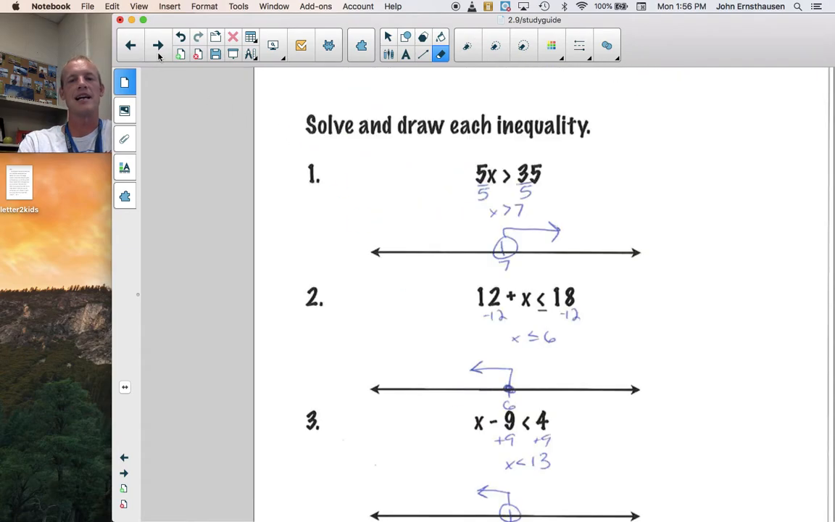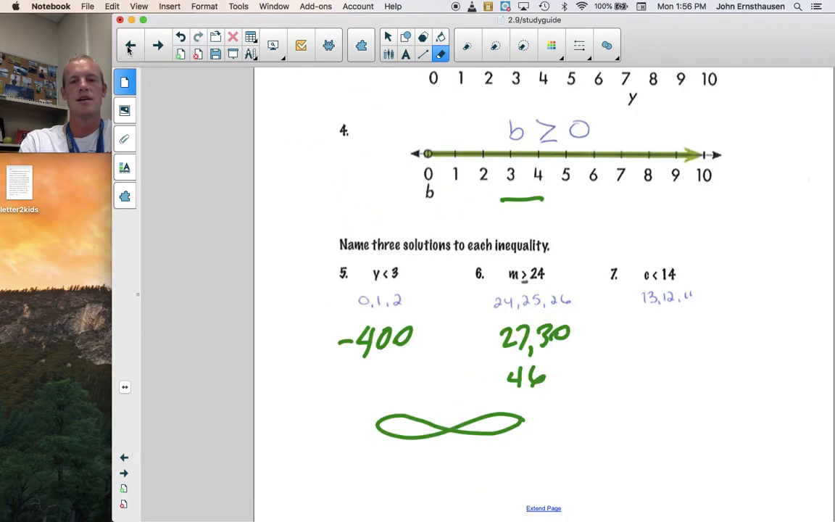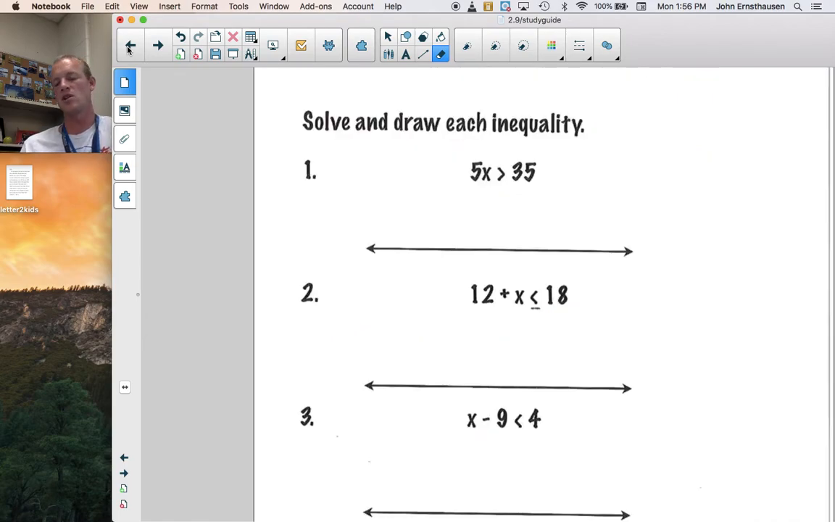All right, go to the back side now. I didn't want you to do this yet. And we're going to practice a little bit of solving and graphing.